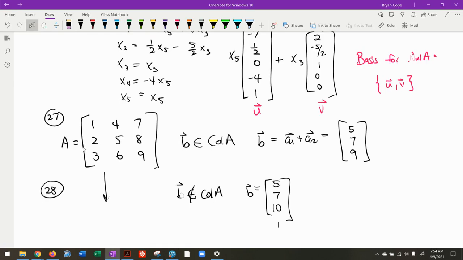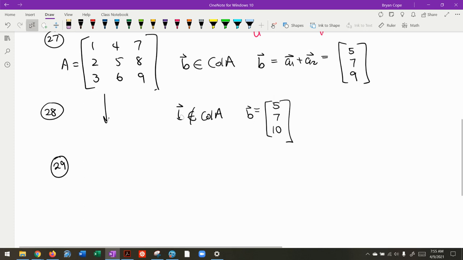Maybe a better way to do this though would be to create a situation in A. It worked thankfully for my case, but a better way might be to create A such that the columns are guaranteed to be linearly dependent, and then we could right away know that as long as we choose a b that's outside of that plane, then it's not going to be in the column space of A. Okay, let's look at 29.